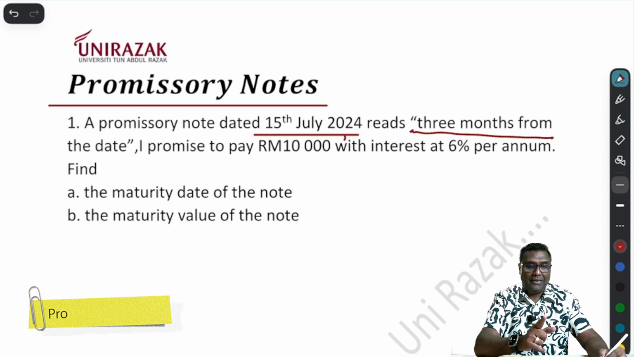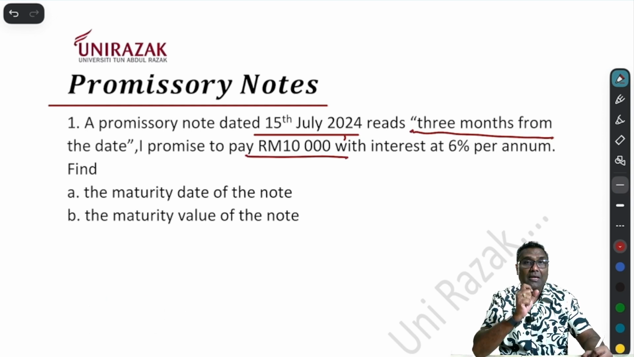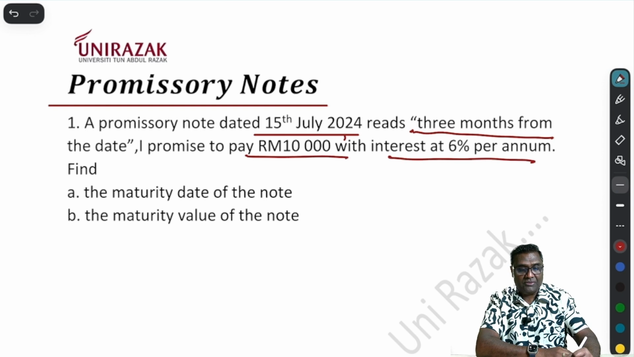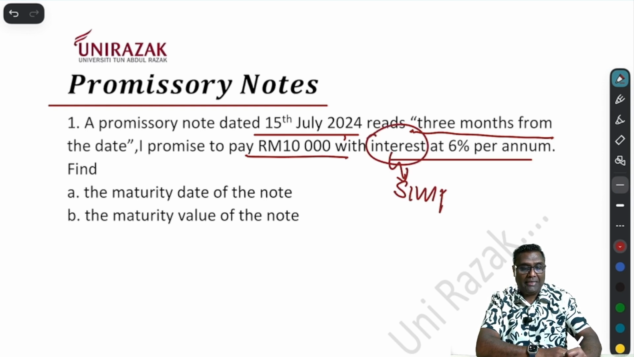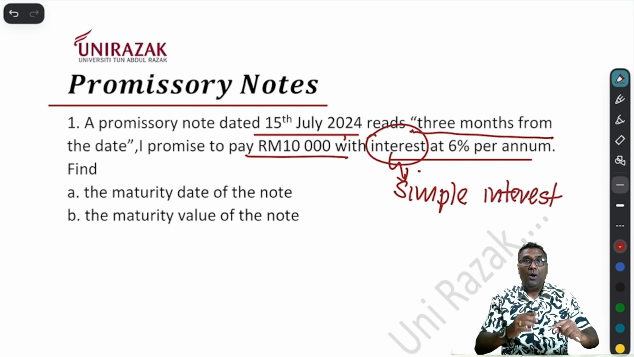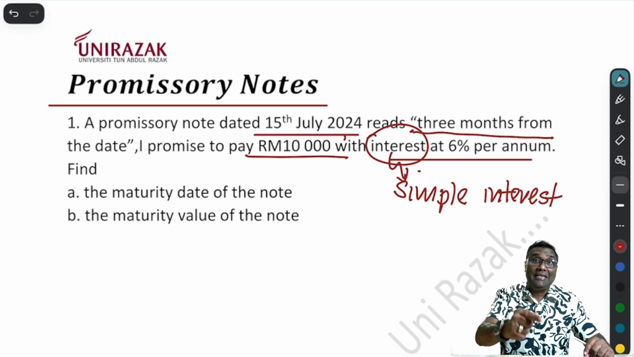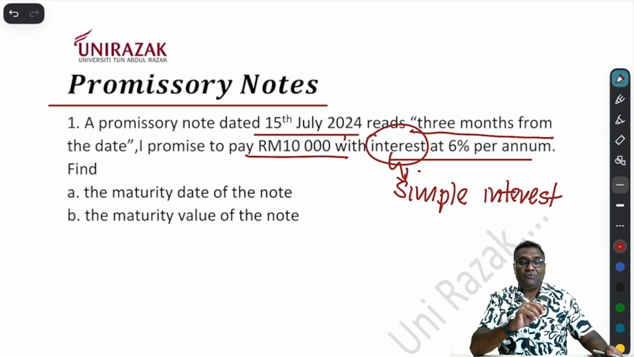When I pay you back, let's say the amount I borrow is 10,000, I pay you back with an interest of 6%. The interest that I am going to give you for the money that I borrow is called simple interest. So that's a note given by the borrower to the lender.